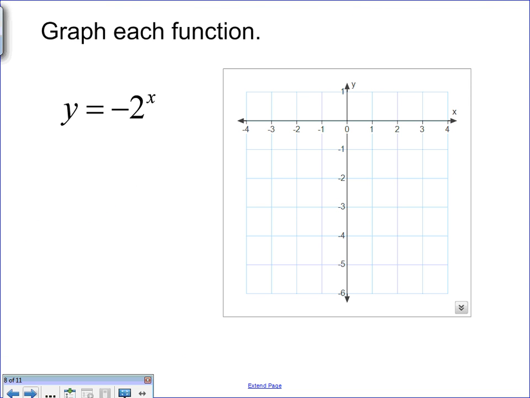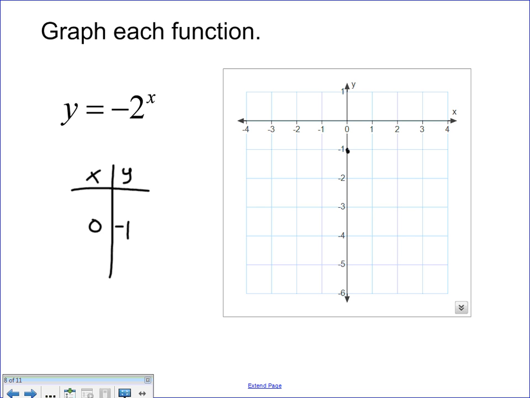Okay, so graph each function. So negative 2^x. So how do we graph that? So we need to graph our 3 basic points, right? Our x and our y. We're going to start with 0, 1 because x is 0, it always goes through 1. But now what happens when it's negative is it's going to be -1, right? Because that negative changes the value. So it's going to go through 0, -1.